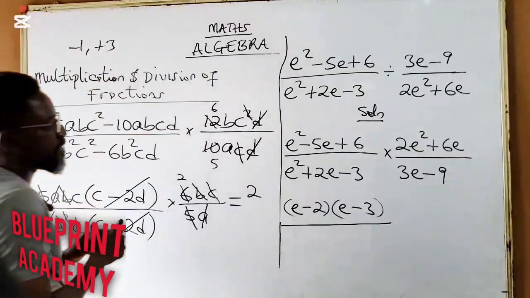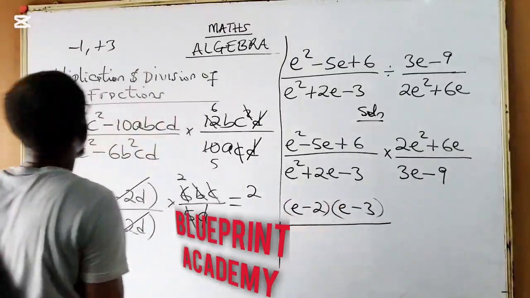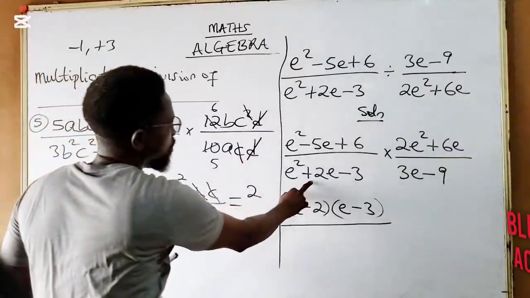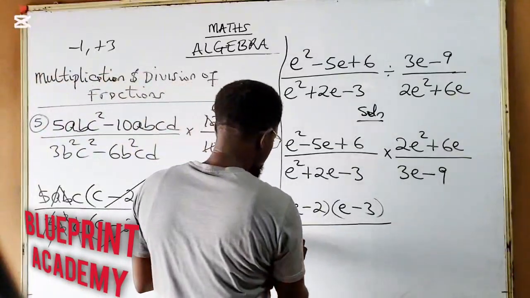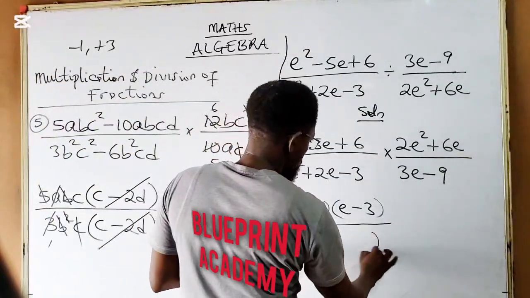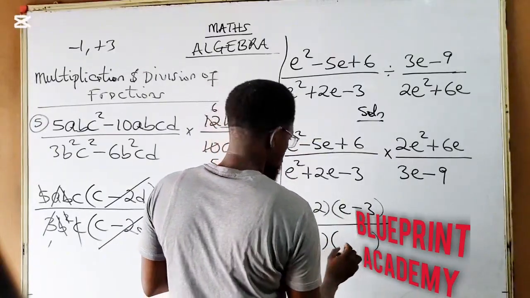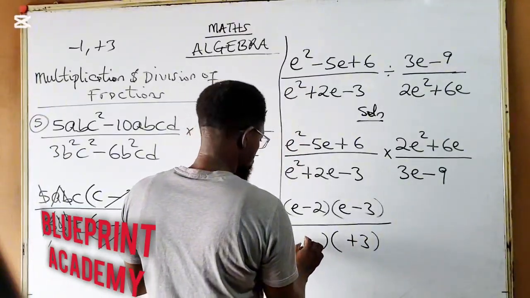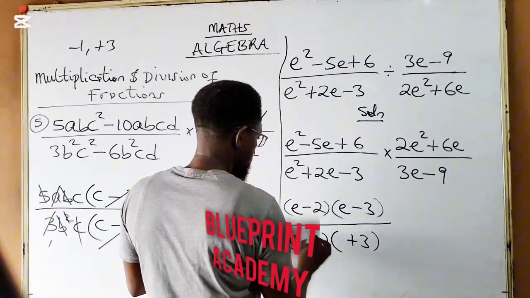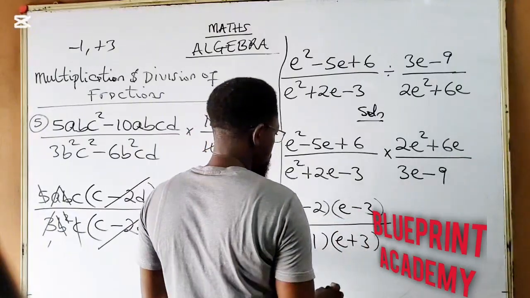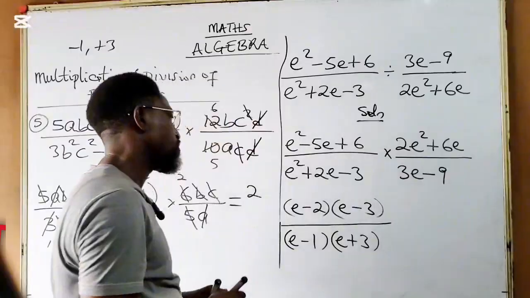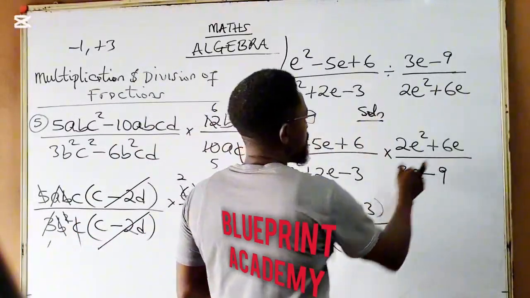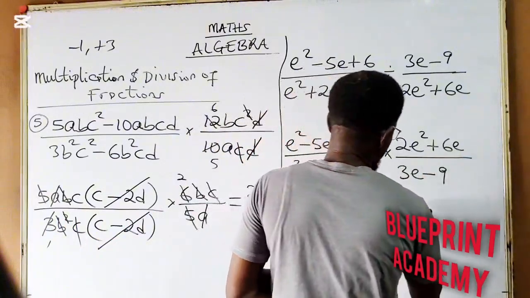Minus 1 times plus 3 will give us minus 3. Then minus 1 plus 3 will give us plus 2. So I open two brackets again. Then I have the plus 3, and I have minus 1. Then I'll get e at this point, and e at that point. So now, multiply.